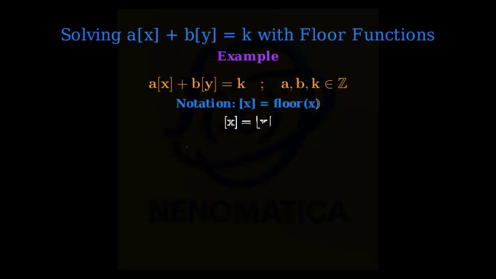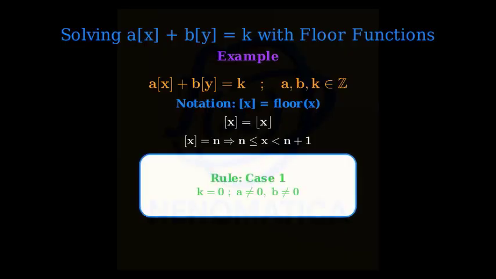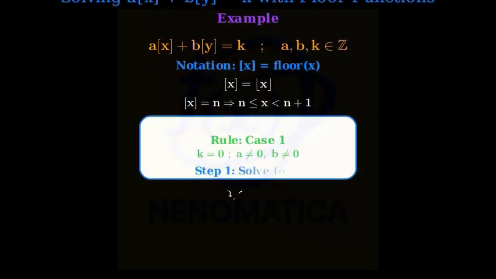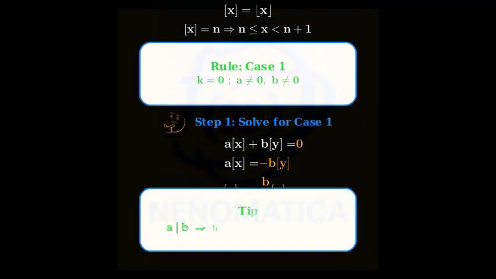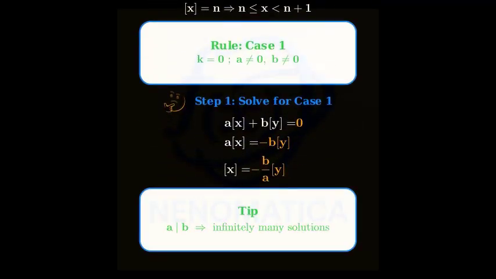For example, if floor of x equals n, then n is less than or equal to x, and x is less than n plus 1. Case 1. k equals 0, and both a and b are non-zero. We isolate terms and express floor of x in terms of floor of y. Whenever a divides b, there are infinitely many solutions parameterized by floor of y.